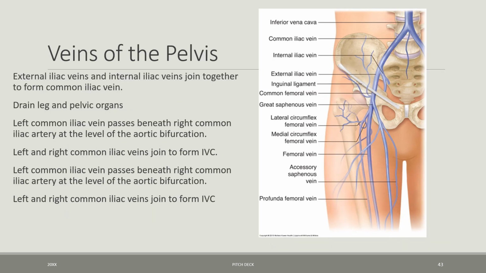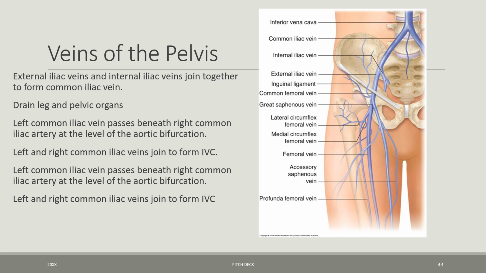All right, now just like we had arteries in the pelvis, we need to have veins in the pelvis. And so our pelvic veins are going to really be fed from the legs. So if I have my legs coming up, I have my common femoral vein come in.